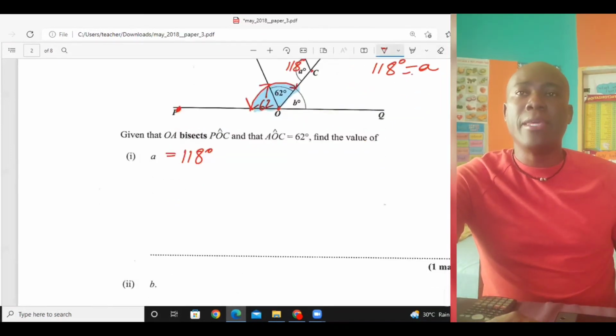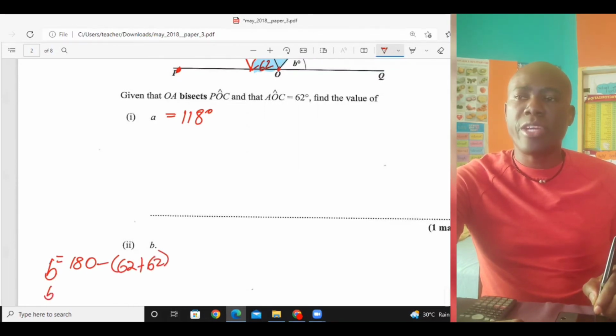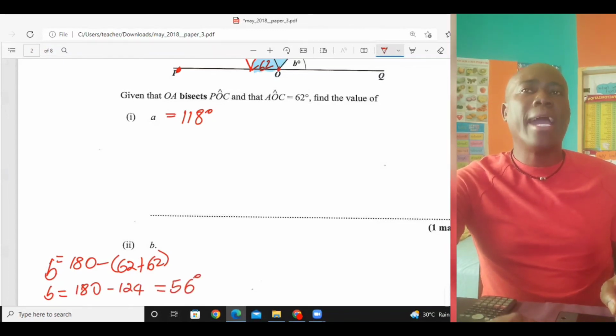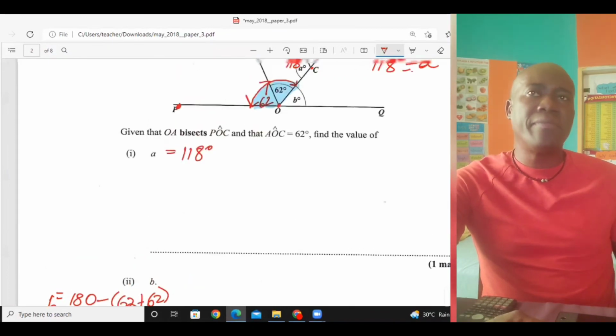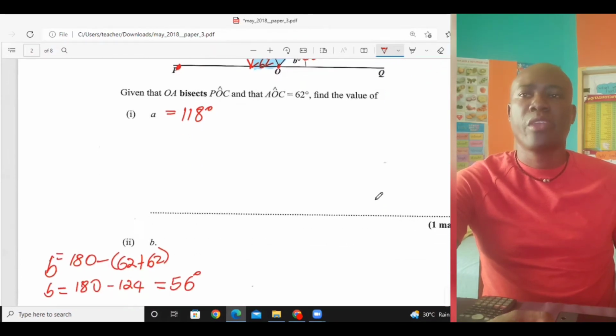So then the angle at B is equal to 180 degrees minus the sum of 62 plus 62. So we're suggesting that the angle at B is 180 degrees minus 124. So that is going to leave me with 56 degrees for the angle at B. So the angle at B is 56 degrees right here. There we go. All right, let's keep going.